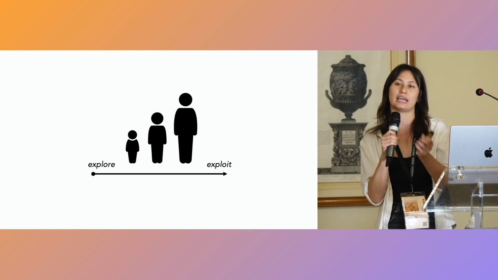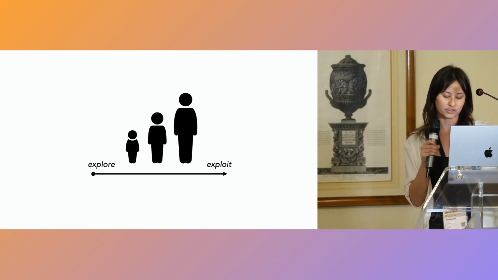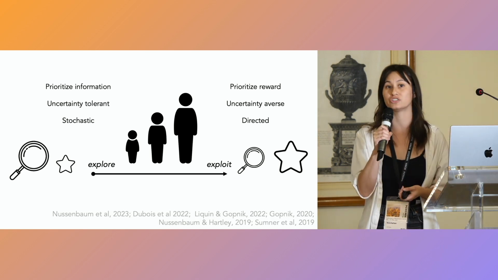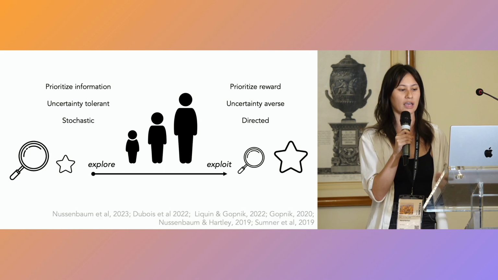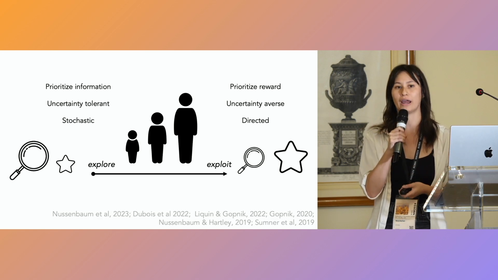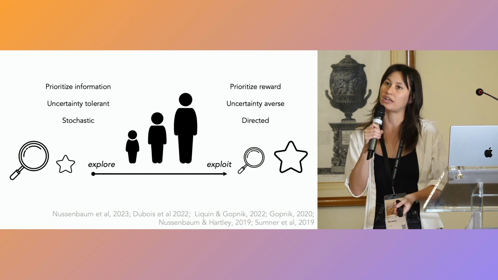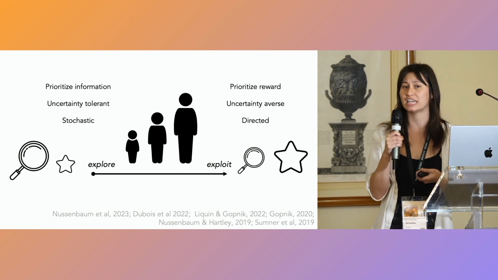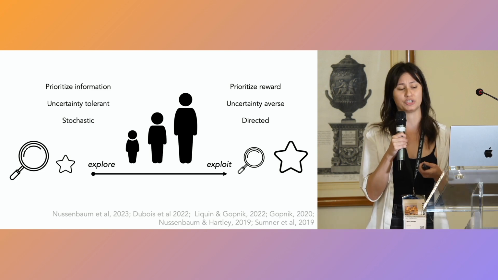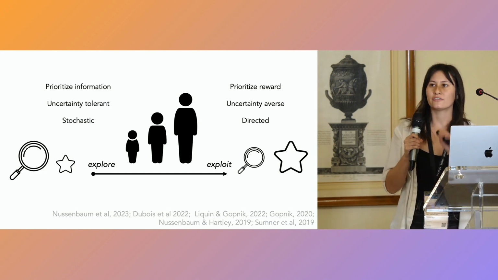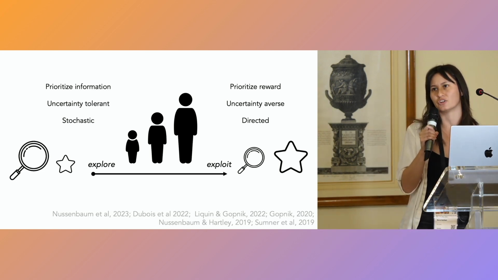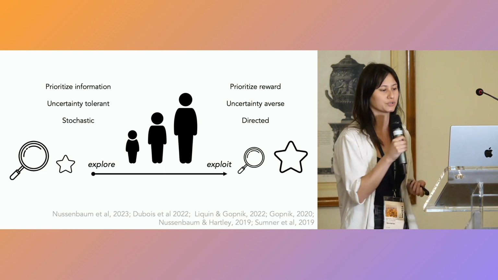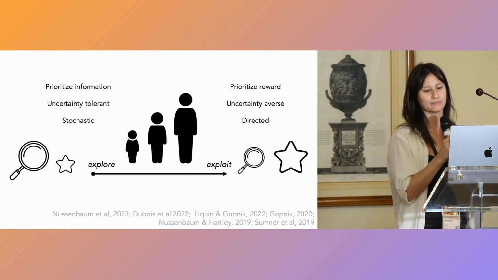from exploration to exploitation. Much of this work has focused in on how differences in exploration emerge from differences in motivations. So children will prioritize obtaining information over obtaining immediate rewards. They're also more tolerant of uncertainty, and they just generally act more stochastically. And these differences are often formally expressed in terms of algorithms. So children will act according to an epsilon greedy choice rule, whereas adults will be more softmaxy.